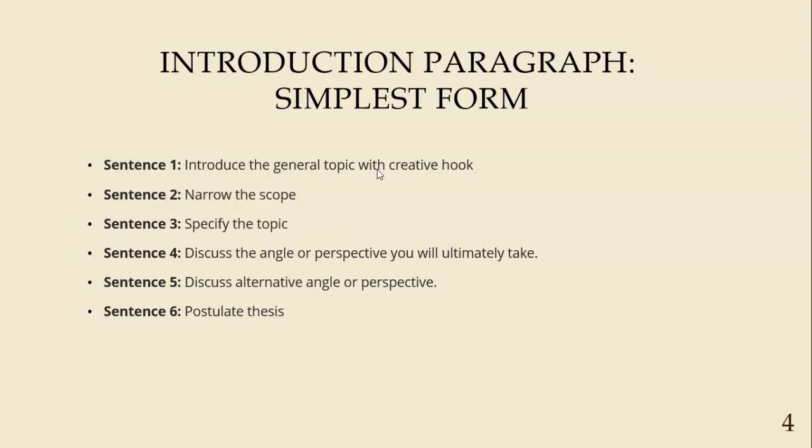So, sentence one, you have a general introduction with a creative hook. Sentence two, slowly narrow the scope. Sentence three, you're going to really narrow in on your topic. Sentence four and five, that's where we can get a little bit more creativity and variety, because you can talk about rebuttals and alternative angles before you talk about your thesis, what you're actually going to argue or discuss. So sentences four and five, that's where we get some variance.